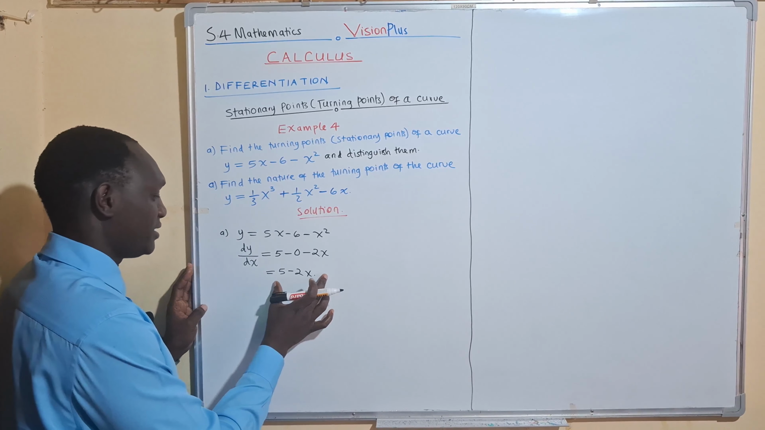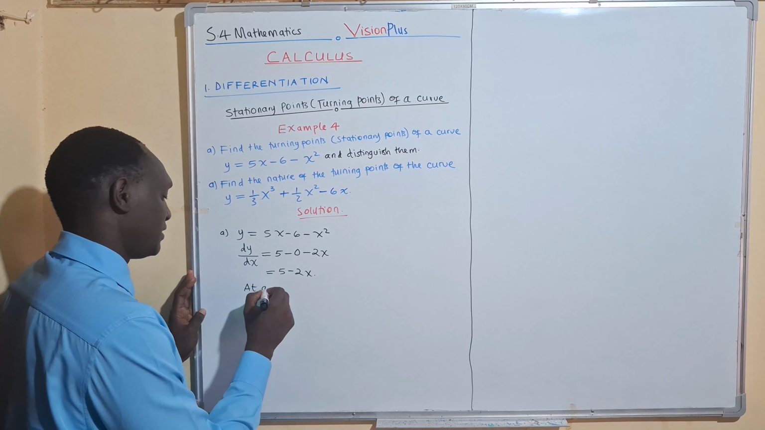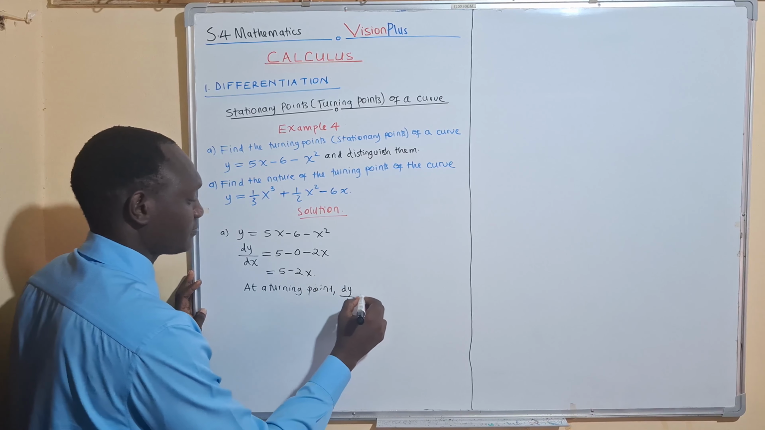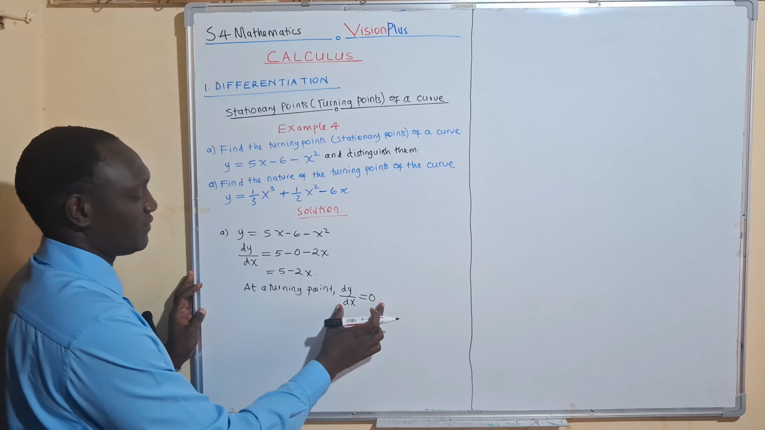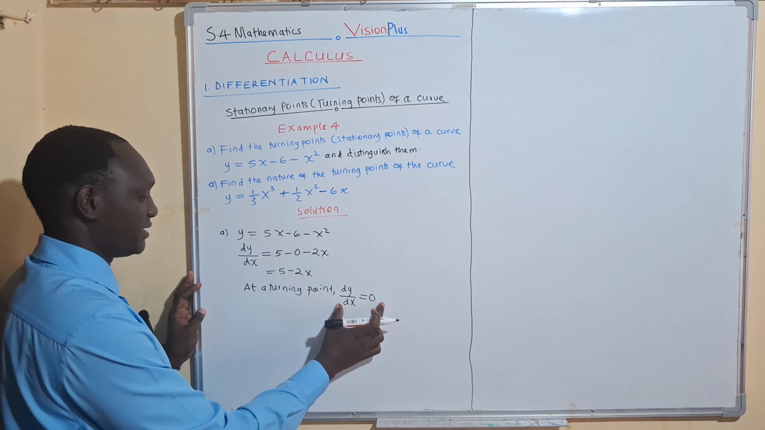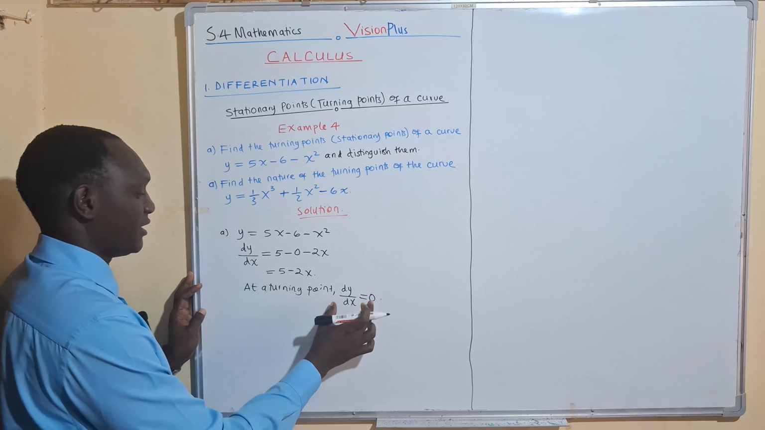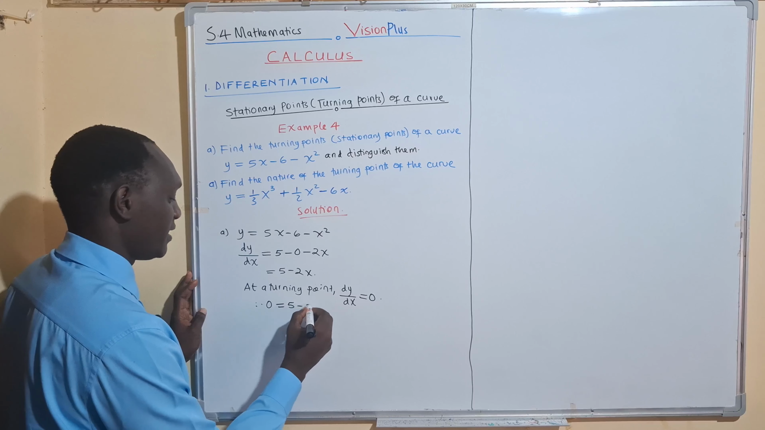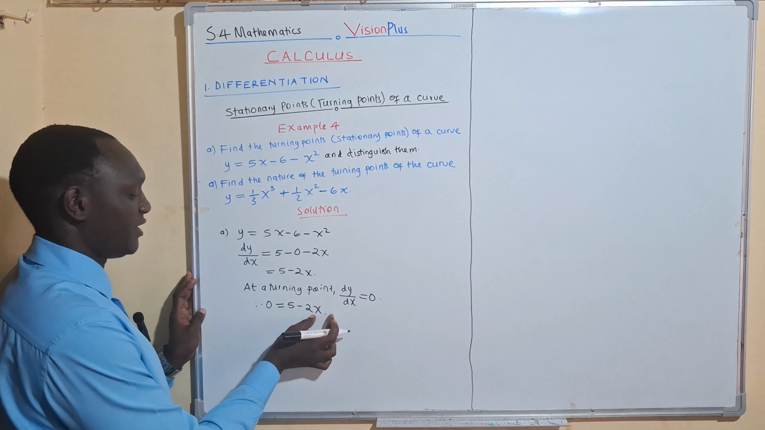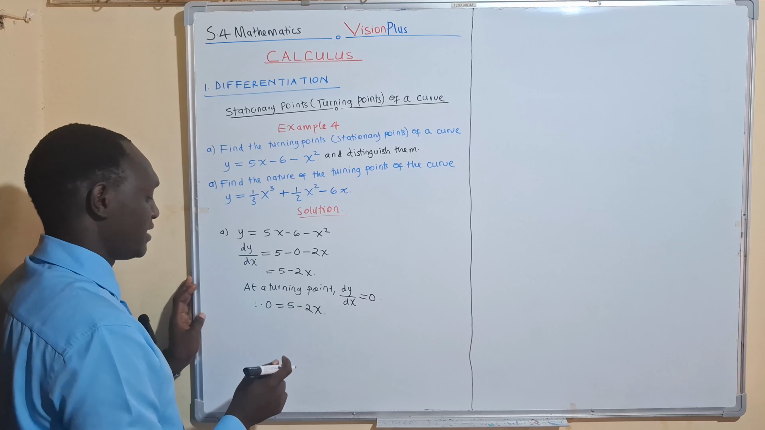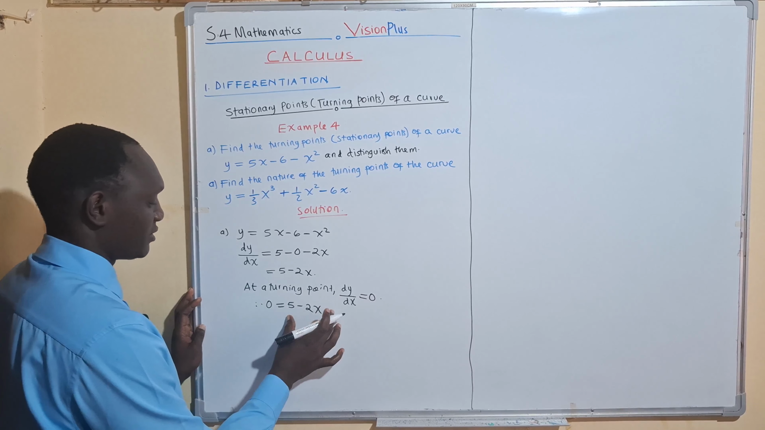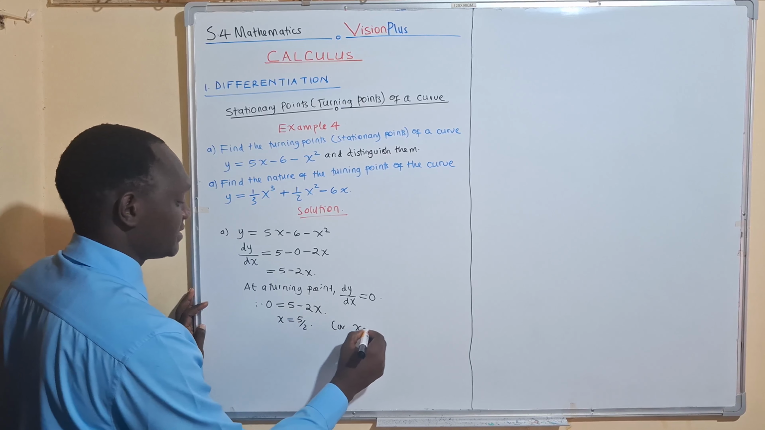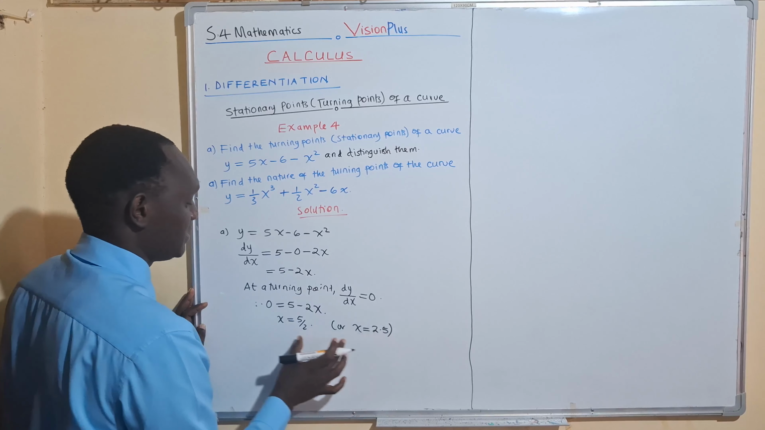But we are saying that at the turning point, dy/dx is 0. That means we need to get the values of x at the turning point for which the gradient is 0. That is the implication here. So we substitute dy/dx is 0. Therefore, 0 equals 5 minus 2x. Here now we can find the values of x for which the gradient is 0 at the turning point. If you make x the subject of the formula here, x equals 5 out of 2, or someone can write x is 2.5. This is the value of x.